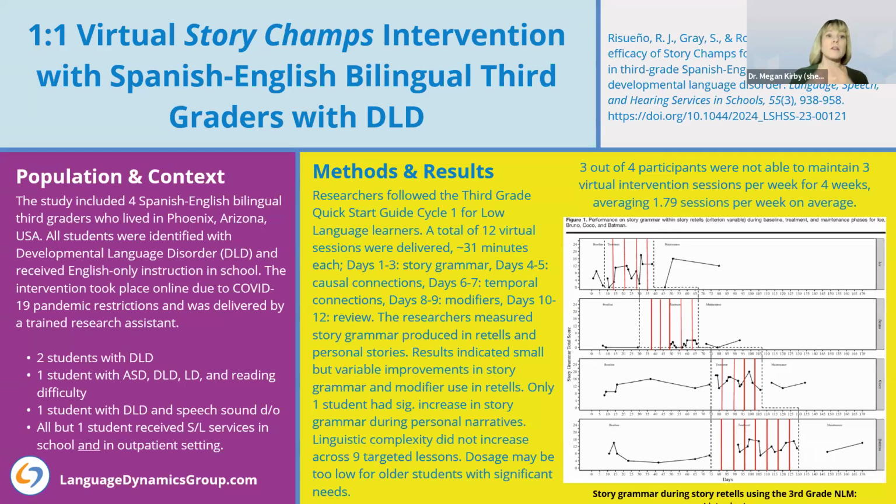So all the students, they had difficulties, but they all improved overall in story grammar. There was not a significant improvement in linguistic complexity in 12 sessions. In fact, not even 12, there were only 9 sessions where that might have been targeted or reviewed. They also found that the dosage is too low. These are older students where progress is slower and steadier, and they have significant needs. And so you're going to need more sessions, and they need to be more consistent. And you probably need more sessions at these specific lessons and not move on so quickly.